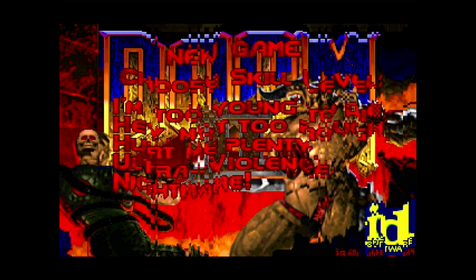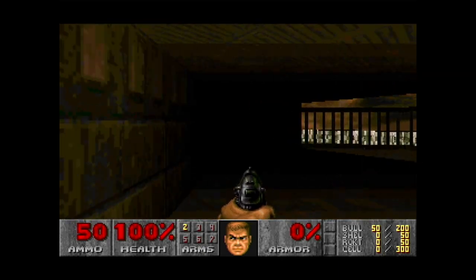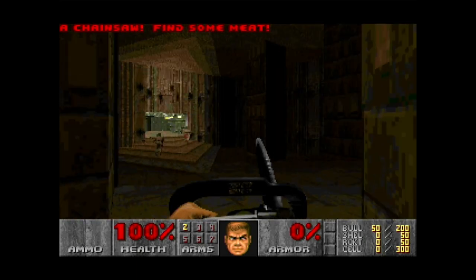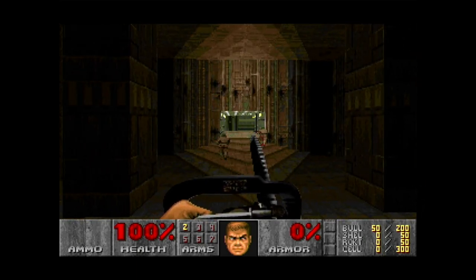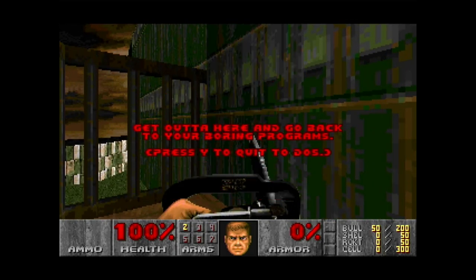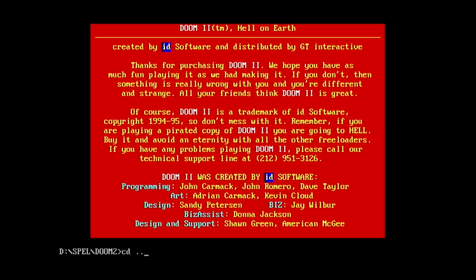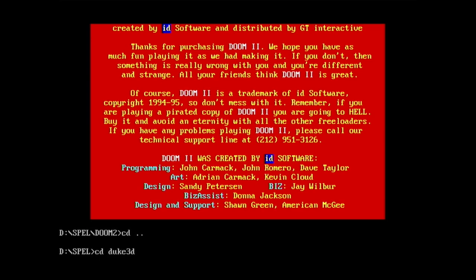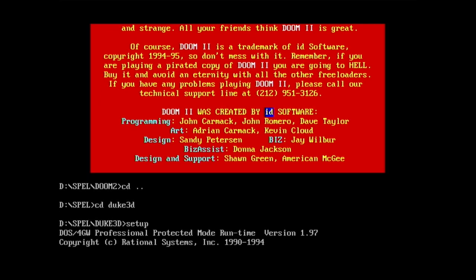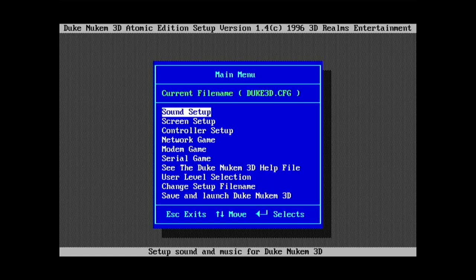Select new game. So we're actually running general MIDI here right now. And this should work for most games. So we can do the same thing with Duke Nukem 3D. I have put the DOS32A in that folder too. I'm just gonna make sure I have the card set to general MIDI.